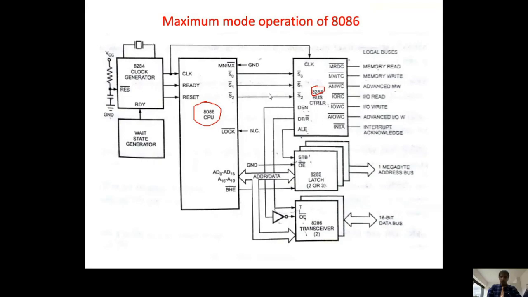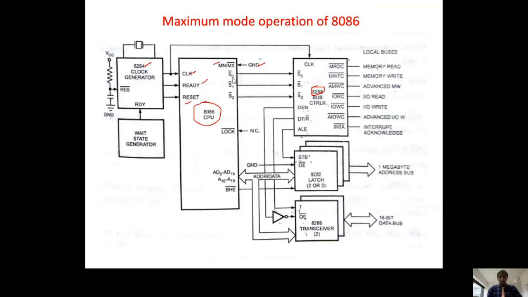Now here also let us see what are the various blocks present. First is the clock generator. The IC number is 8284. The clock generator is connected to 8086 with the help of 3 pins: clock, ready and reset. Now the selection of maximum mode is done with the help of the MN/MX bar signal. Here MN/MX bar is connected to ground. Then the selected mode is maximum mode.